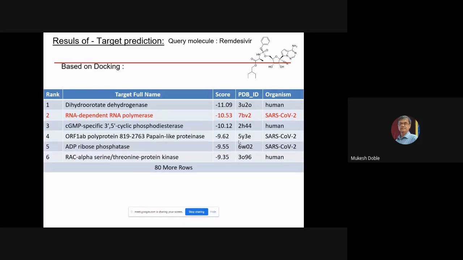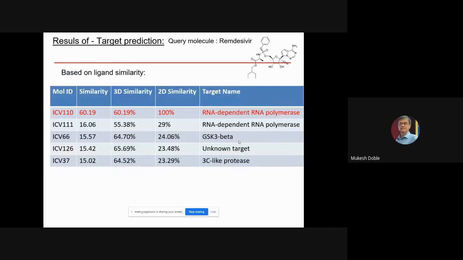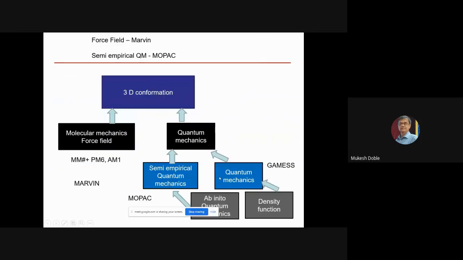Actually, again the remdesivir. If there is another approach, this is the 3D target. The other one is based on similarity. So they look at the similarity of remdesivir with molecules which are known to bind to different targets, and based on the similarity, it will again try to predict. Okay, that's based on the ligand similarity approach. Again, we can see remdesivir binding to RNA polymerase, and so on.